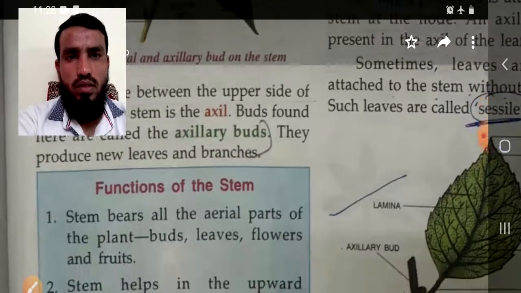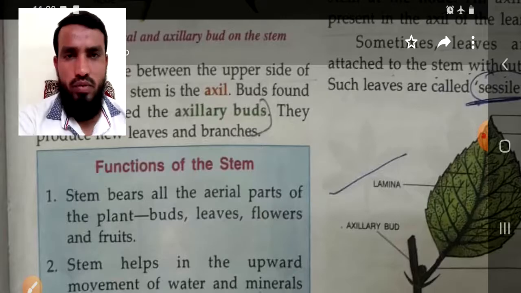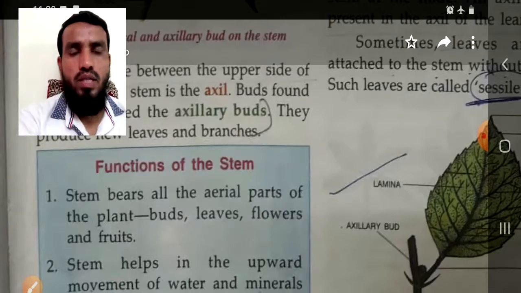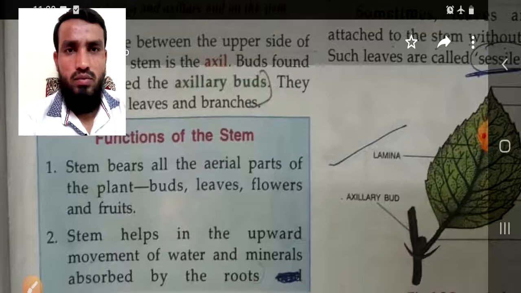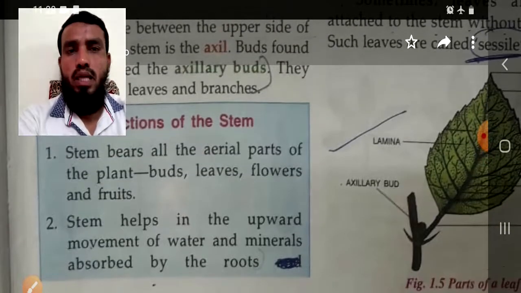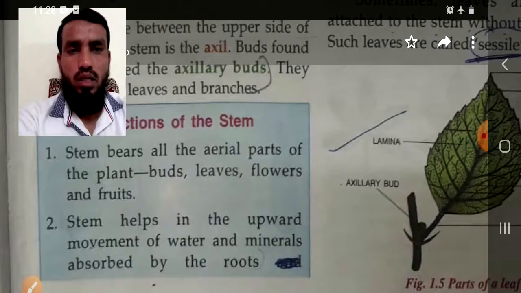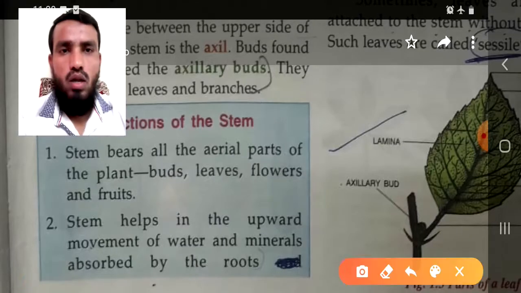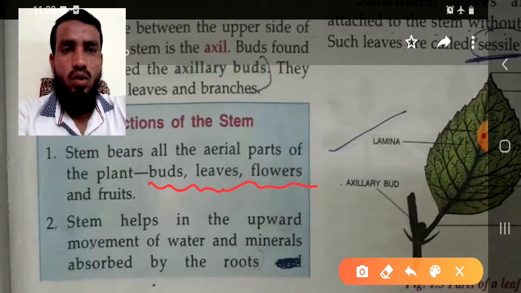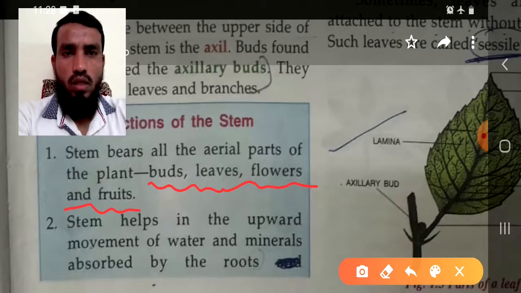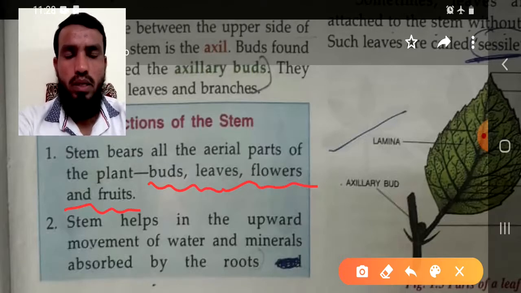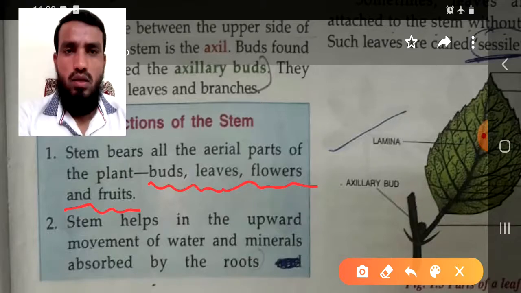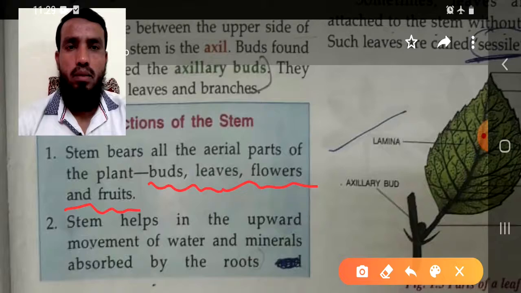So now we'll see the functions of the stem. Before, we have seen the function of roots. Now we will see why there is a need of the stem, what is the importance of the stem, and what are the functions of the stem. Number one function: stem bears all the aerial parts of the plant, that is buds, leaves, flower and fruit. These all are the parts of the plant that grow above the soil. So all these things are borne on the stem only. That is a basic and important function of the stem: it bears all the aerial parts. Buds also, leaves also, flower and fruit.